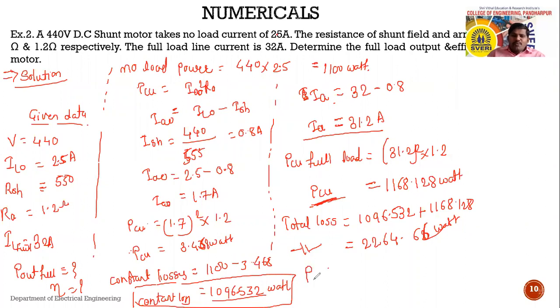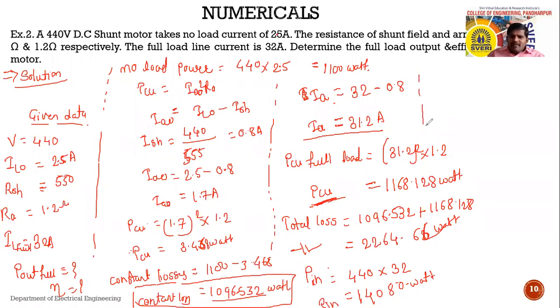Now we are calculating the input power at full load condition, that is P input. We are having the value of supply voltage 440 into current taken from the supply. It is nothing but 32. किती value आहे? 14,080 watt. It is the power input.